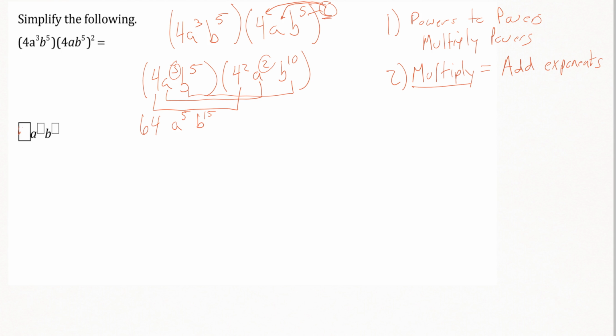Just put your numbers in the boxes, 64 in the first box, 5 in the second, and 15 in the third.